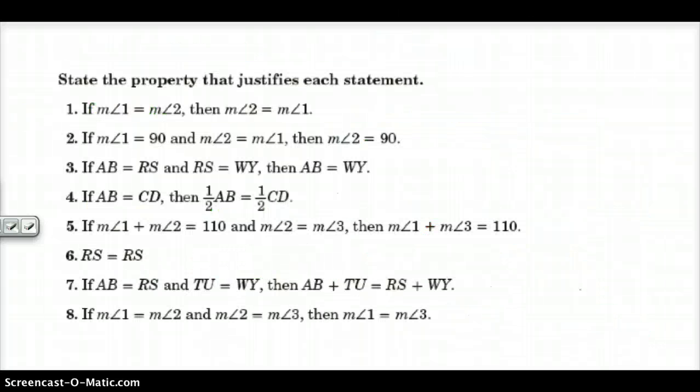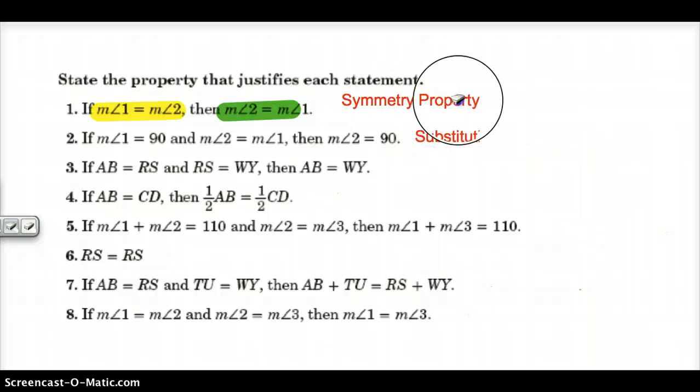All right, now in this section it says state the property and justify each statement. So what you're looking at is you're looking at the if, and then you're looking at the then. And what's changing from the if to the then? Do you see how those two are being switched around? That's the symmetric property. I'll get a huge eraser there.